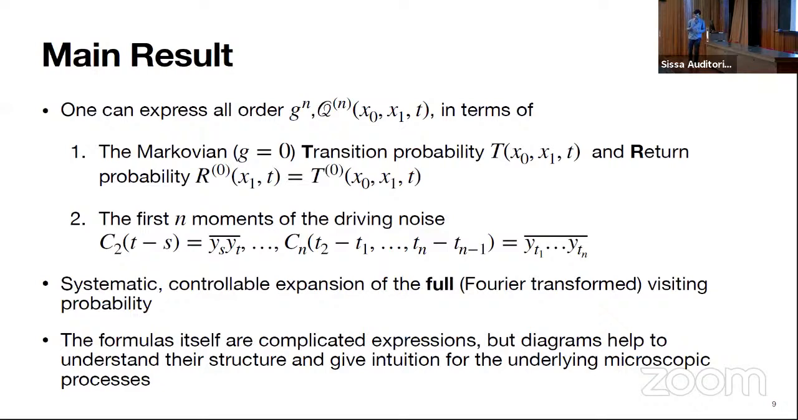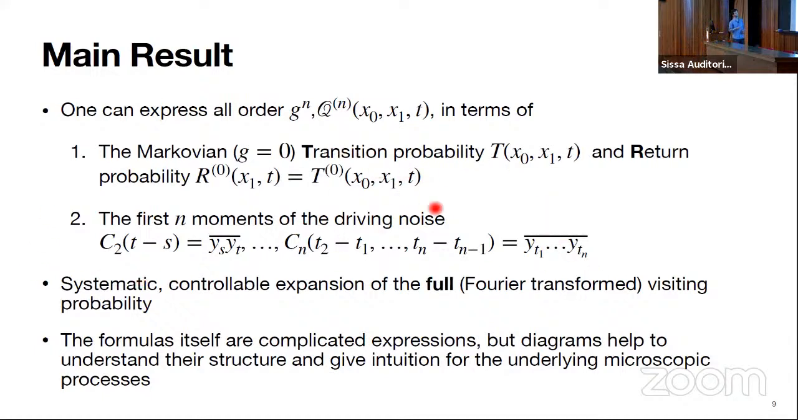And what you need is a full understanding of the Markovian theory. So the input for this recipe is the transition probability and the return probability of the Markovian process, so for g equal to 0, okay? And the other thing you need to know is the statistics of the driving noise.